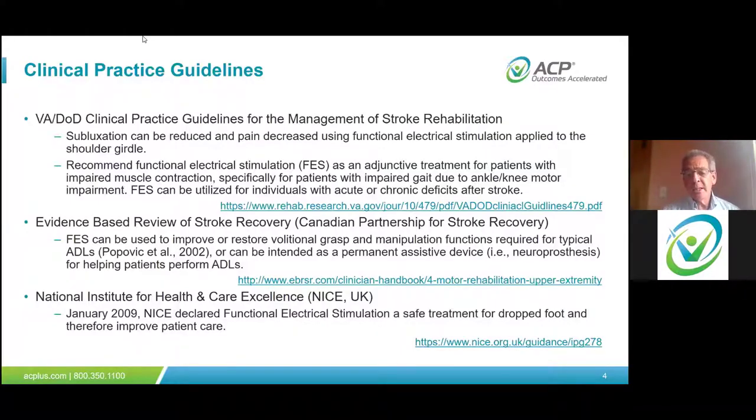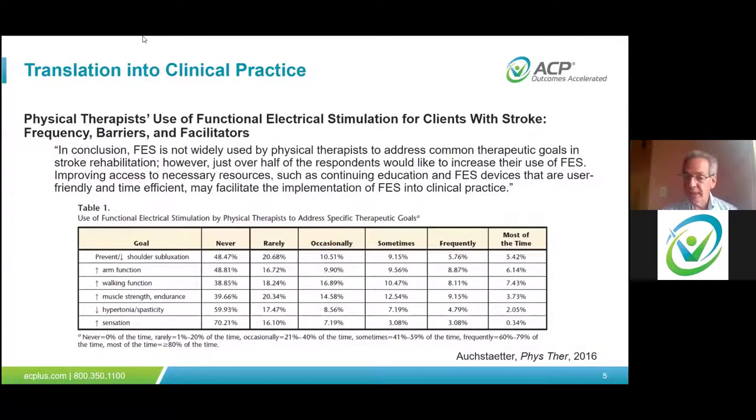And finally, NICE, which is the National Institute for Healthcare Excellence in the United Kingdom, also directly associated with the National Healthcare System, has also recommended the use of FES for treatment of drop foot to help improve gait. So those are pretty compelling reasons why we may want to consider applying these techniques, especially for our patients with central nervous system injuries, such as stroke, spinal cord injury, multiple sclerosis, and brain injury.